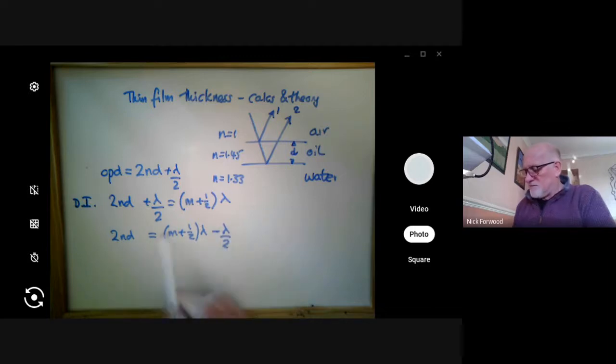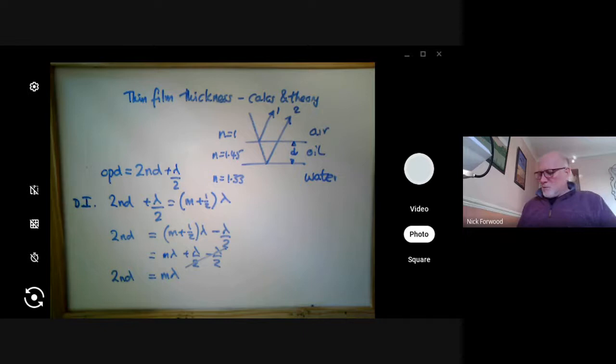You can expand that if you want to, in which case you would get m lambda plus lambda over 2 minus lambda over 2. The 2 lambda over 2's cancel out, and for destructive interference you get 2nd is equal to m lambda. Now what's the thinnest film you can have? Well, once again, we can start off with m equals 0, but then 2nd is equal to 0, and that's not the thinnest film because it's no film at all. So the thinnest film, once again, will be when m is equal to 1.